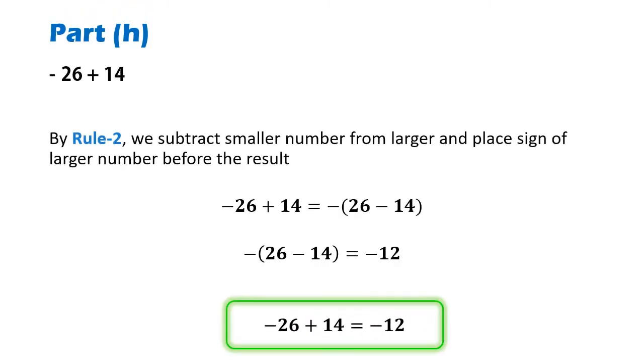Part H. Minus 26 plus 14. By rule 2, we subtract smaller number from larger and place sign of larger number before the result. So, minus 26 plus 14 equals minus 12.